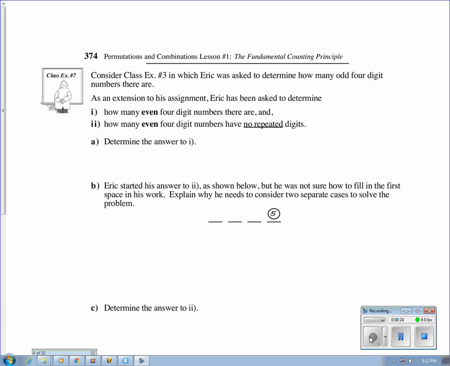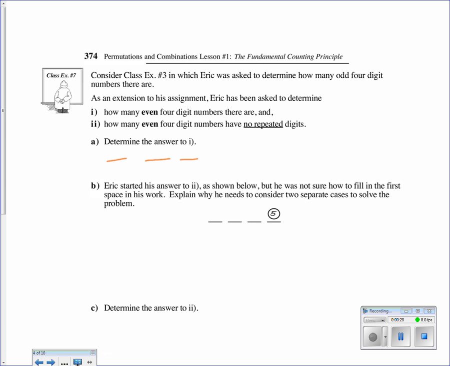So first of all, even 4-digit numbers would mean that 2, 4, 6, 8, or 0 would be at the end. That's a choice of 5. And then, remember, the first number cannot be a 0. So that would be 1 to 9 choices there. So that's 9 choices for that position.